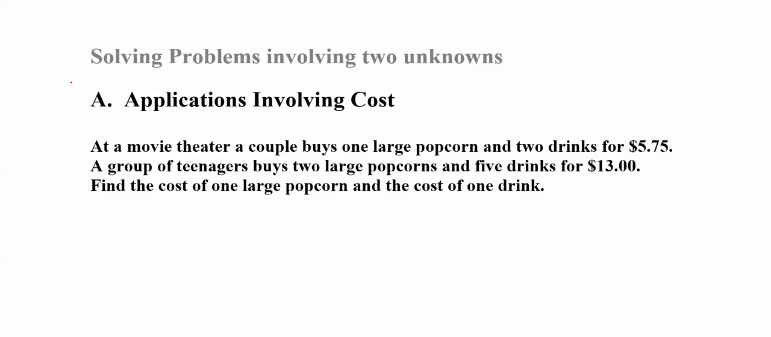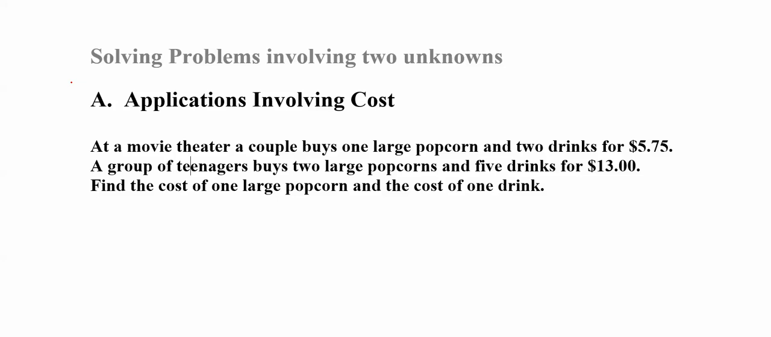At a movie theater, a couple buys one large popcorn and two drinks for $5.75. A group of teenagers buys two large popcorns and 5 drinks for $13. Find the cost of one large popcorn and the cost of one drink.